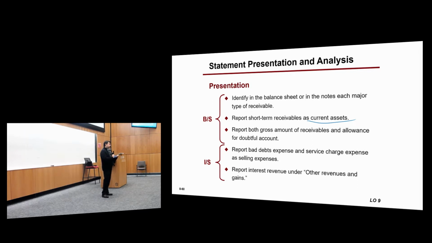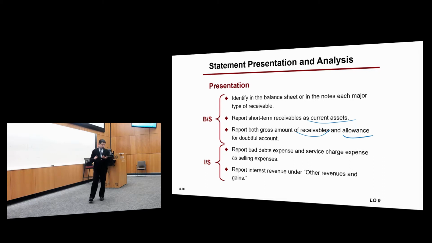And you report both the receivable itself and the allowance. Like we said before, you have accounts receivable less allowance for doubtful accounts. Or in certain cases, you can present it as accounts receivable net of such and such allowance. It means the same thing.